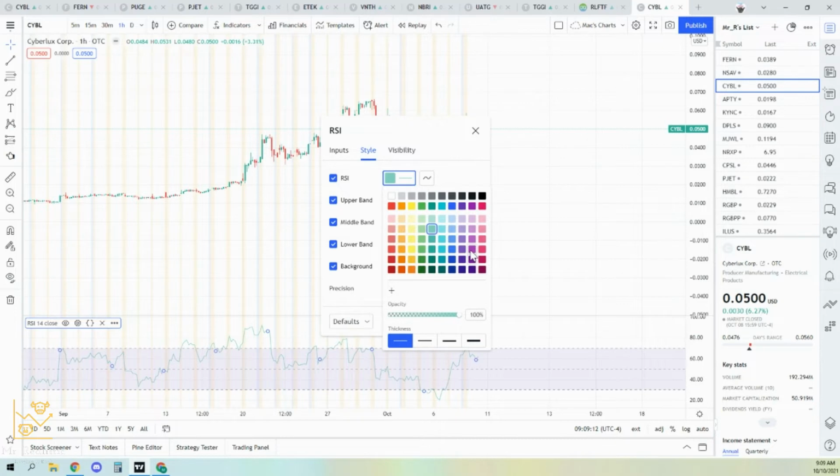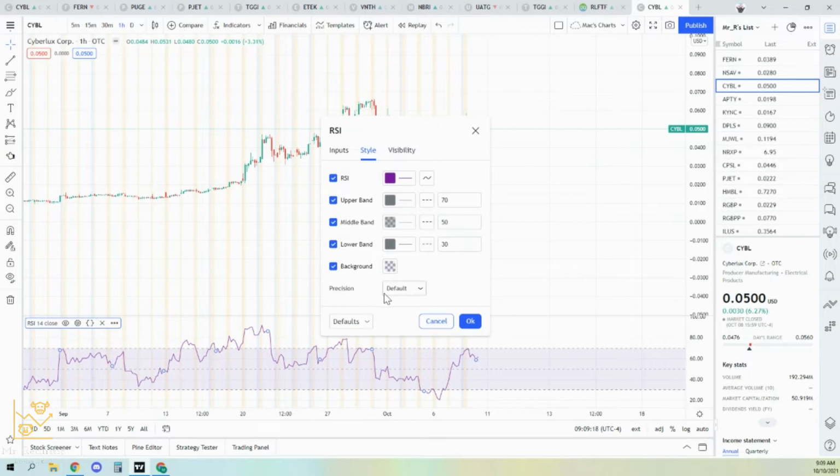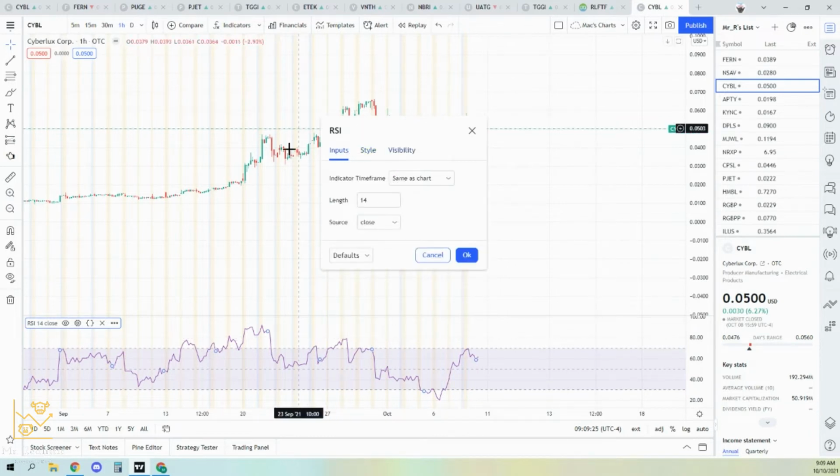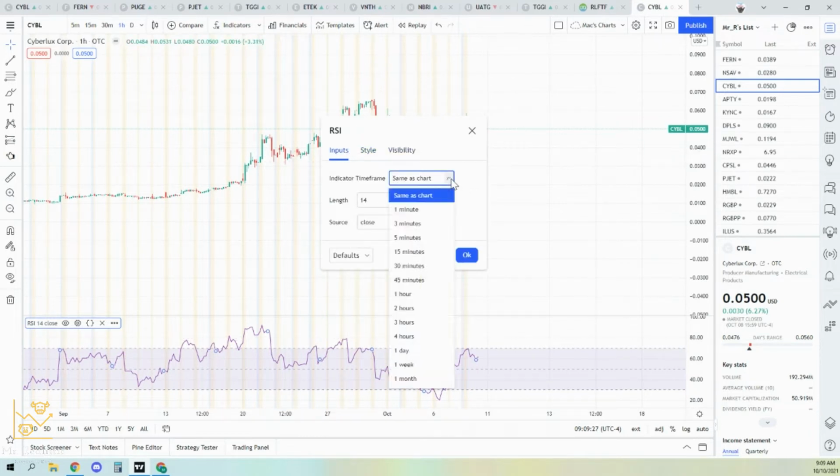I just know in my mind, I just see this and I know it's the RSI, and I can follow it very easily. Background, same thing right here. This is the background. Now, what you're going to want to do over here, if it's not already, it might be there, you put same as chart. You can go everything. Same as chart is a great way to keep it though.